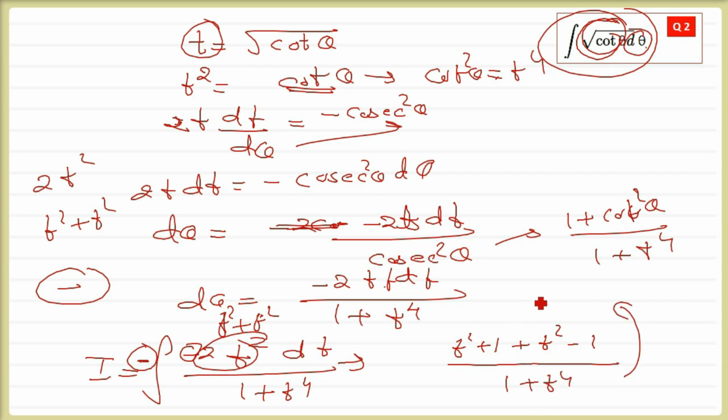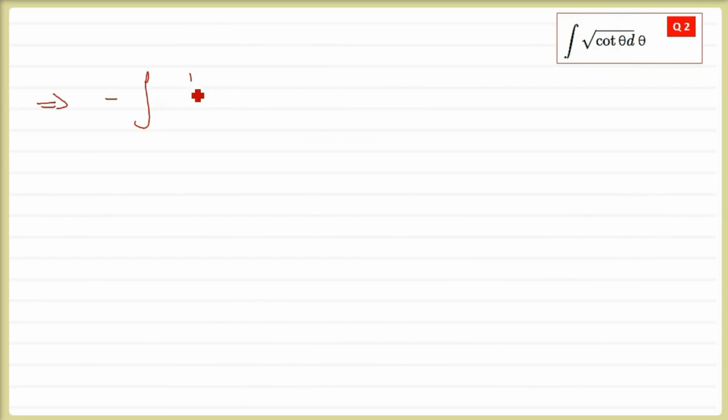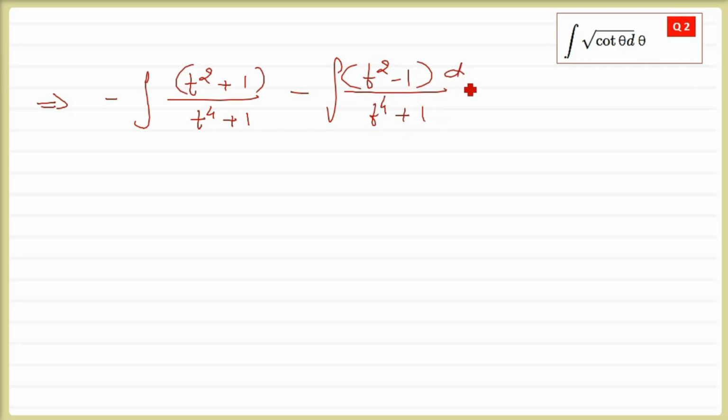So I'll just divide these into two different terms, which is t square plus 1 and t square minus 1, with 1 plus t raised 4 in the denominator for both the terms. Negative is still outside. We have dealt with 2, but still negative is outside. So now I am multiplying the negative inside and writing it. First term will become negative integration of (t square plus 1) over (t raised 4 plus 1). Then minus, because we have already multiplied by negative, (t square minus 1) divided by (t raised 4 plus 1). And both of these are to be integrated with respect to dt.